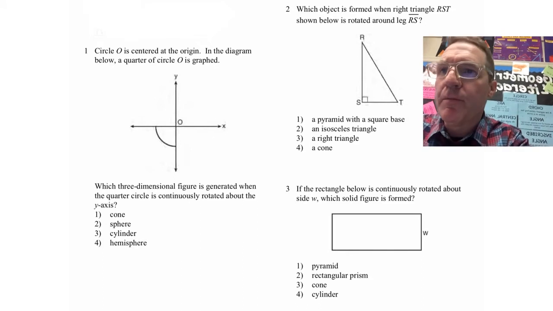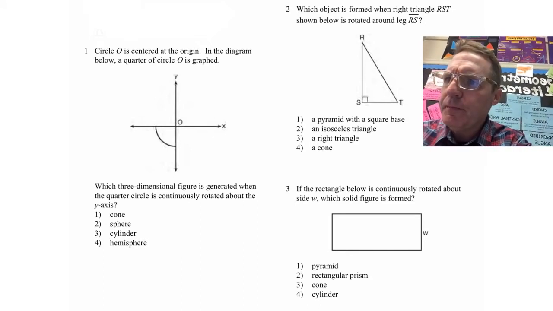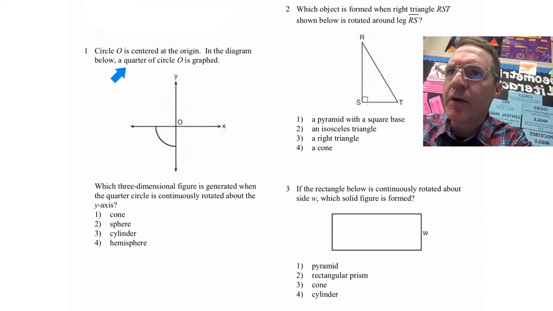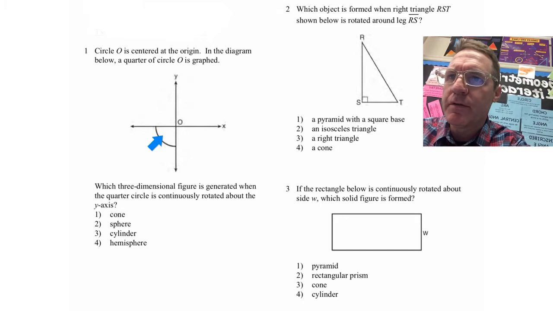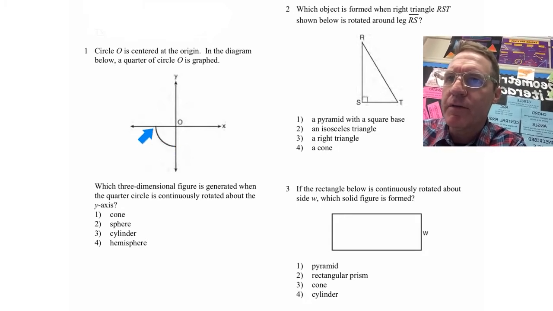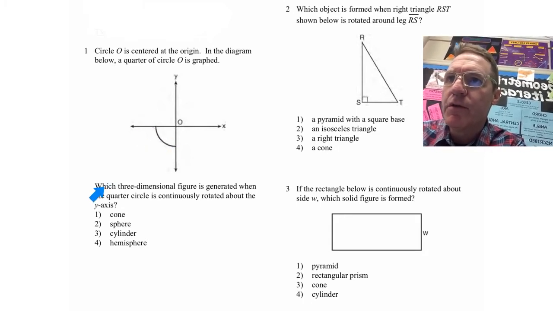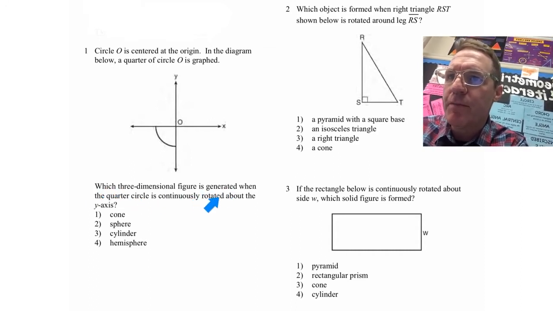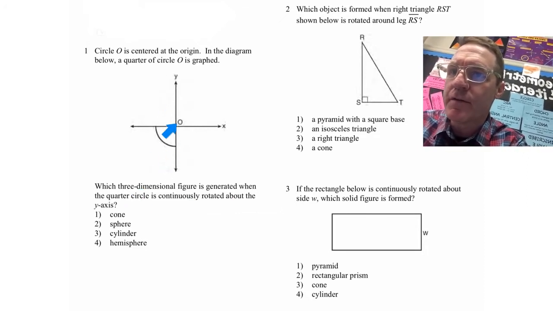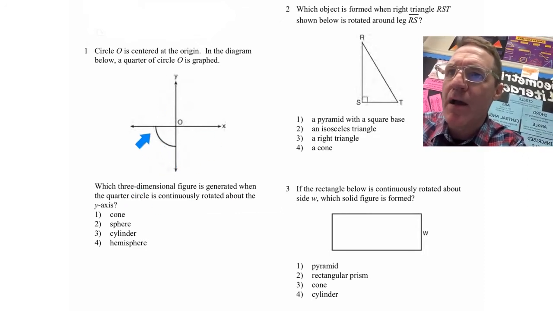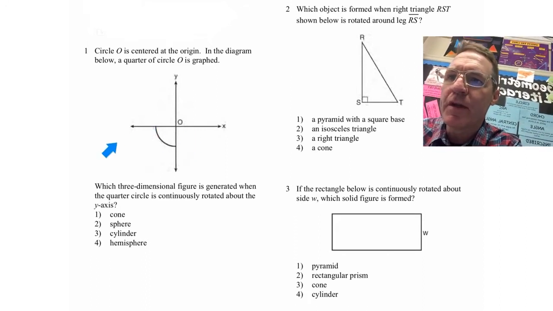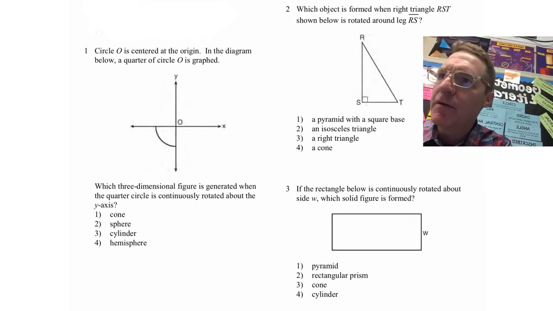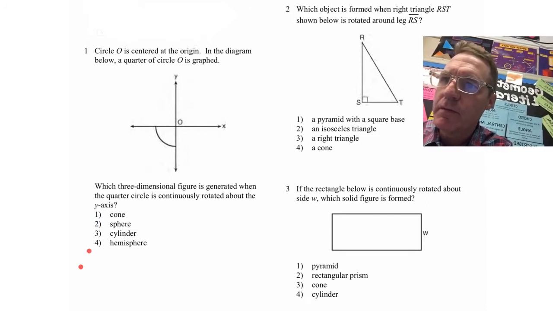All right, so let's look at these problems here. First problem: circle O is centered at the origin in the diagram below. A quarter of a circle O is graphed. So this graph represents that fraction of a circle. Which three-dimensional figure is generated when the quarter of a circle is continuously rotated about the y-axis? The y-axis is this axis here, so we're going to rotate it around that y-axis. What is that going to create? That's going to create a hemisphere. Let's go ahead and circle that right there.